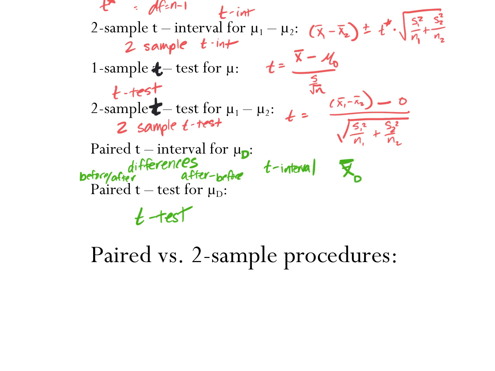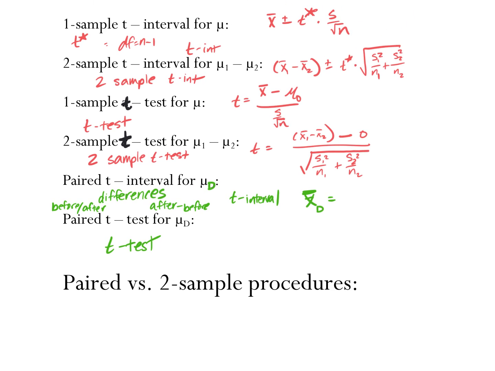It would be very similar to the regular t interval. The only difference is that x bar is going to be the x bar of your differences. And then likewise, your degrees of freedom are how many differences you have, minus 1. So not both groups minus 1, but just the differences minus 1.